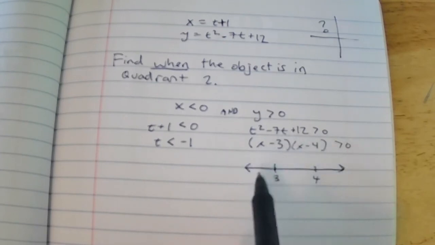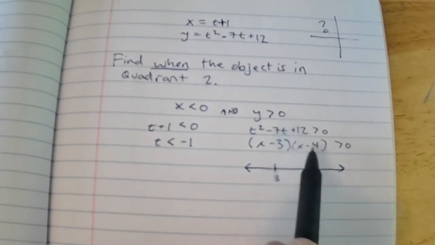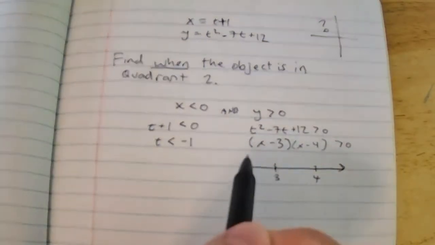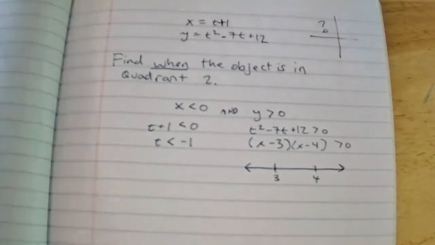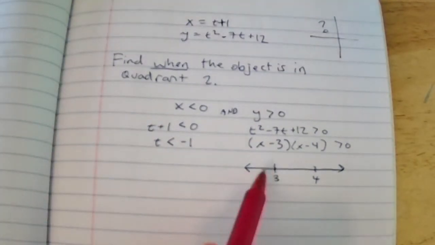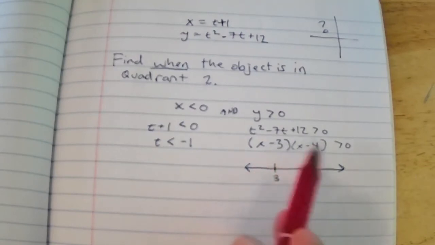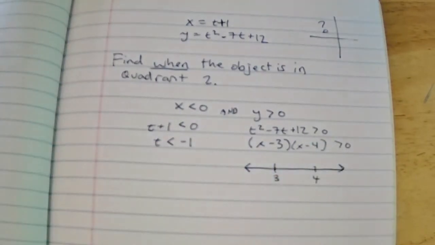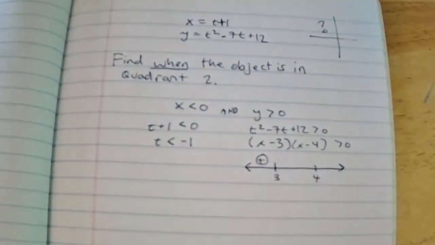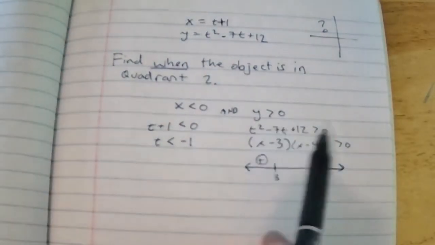I don't care about the value necessarily, because all I'm really trying to do is figure out where the whole thing's positive. So I could pick a representative from this leftmost interval, let's say 0. If I plug that in, I get a negative times a negative, which is positive. So in this interval, that would satisfy this inequality.